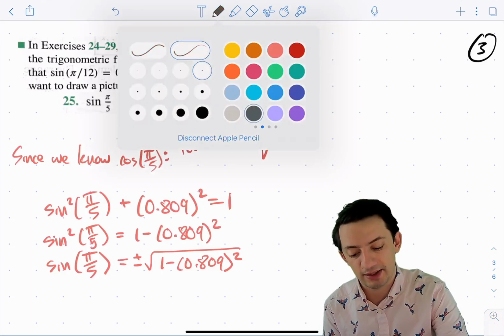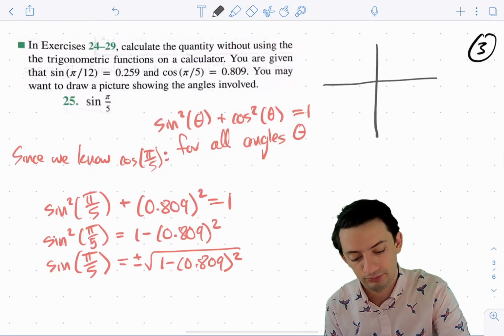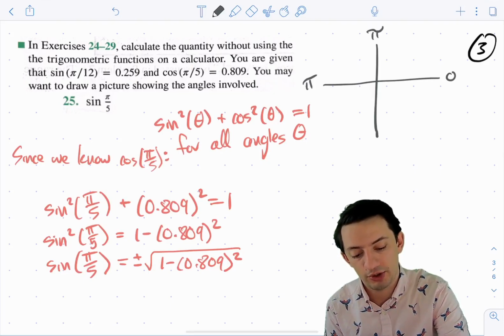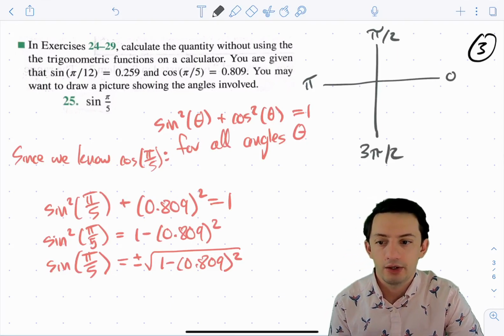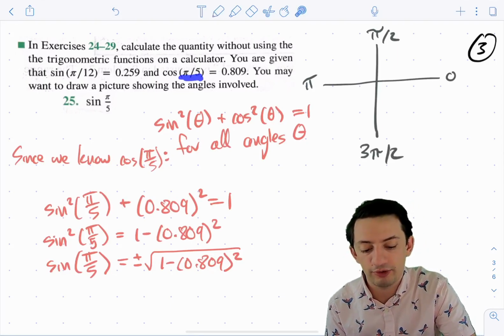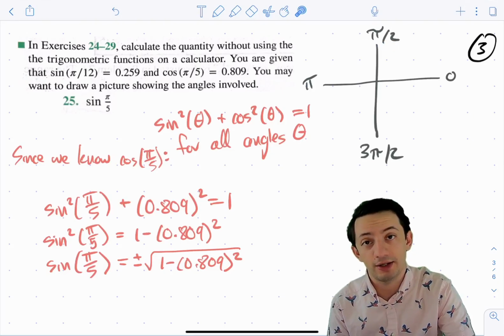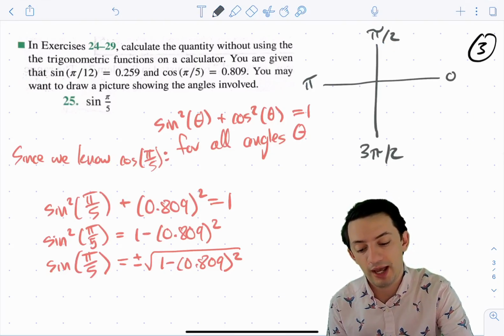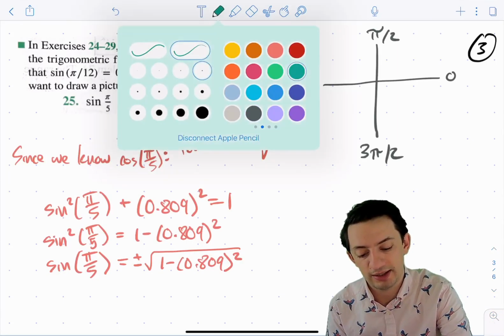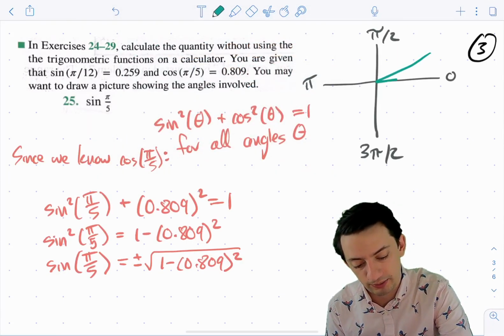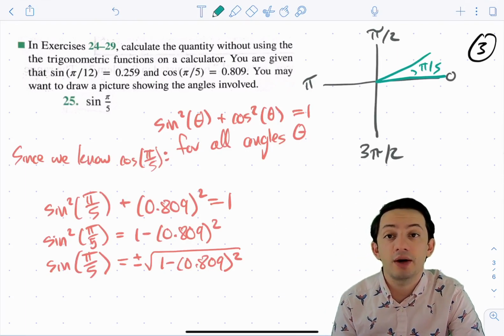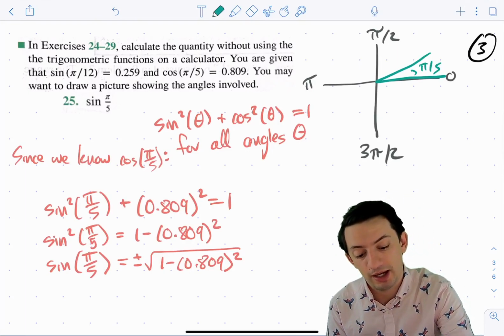If we think about our axes again, that's 0, that's pi over 2, and that's 3 pi over 2. So here we're looking at pi over 5. Well, pi over 2 is here. If you're dividing by 5 instead of 2, that means you're even smaller. So the angle that we're actually examining is somewhere in here. Now that tells us that we expect a positive sine and a positive cosine.